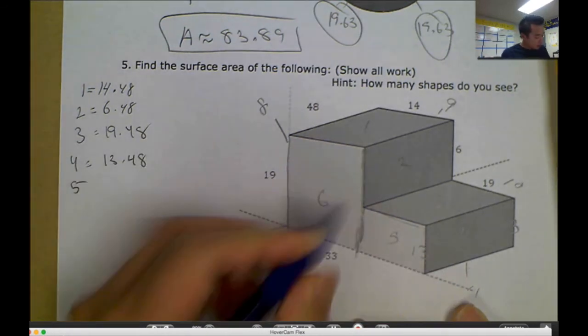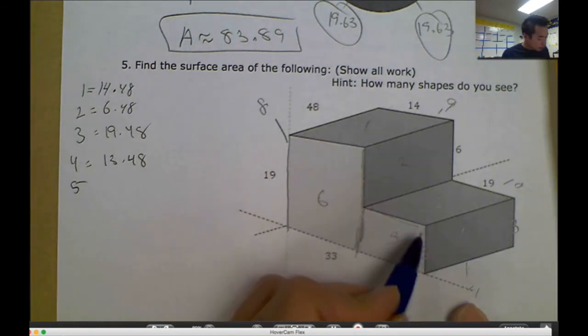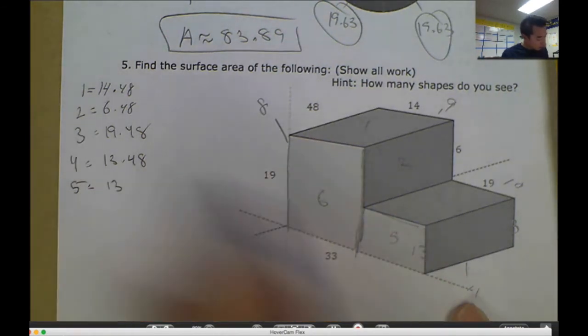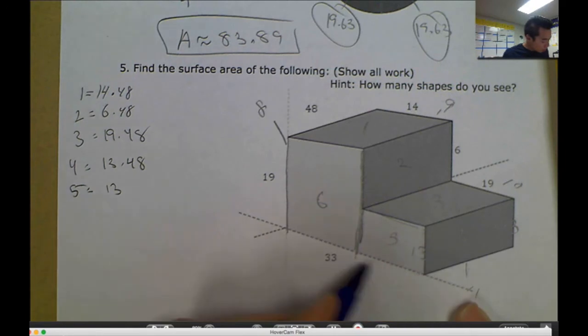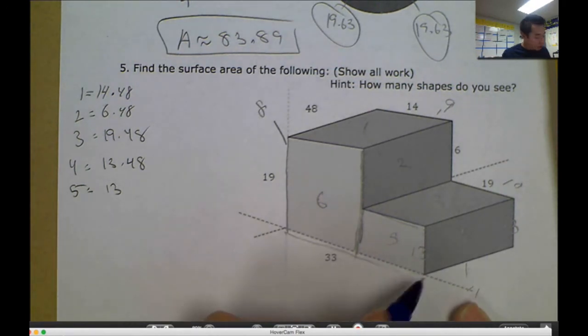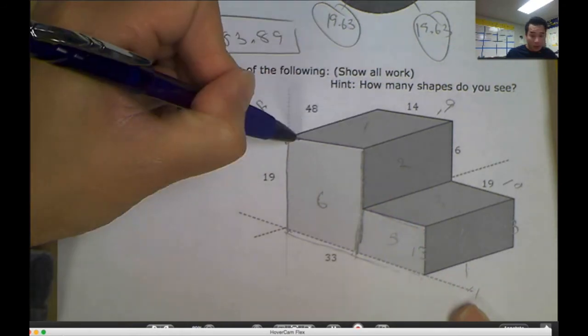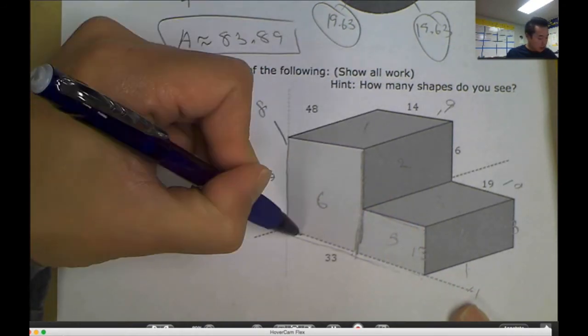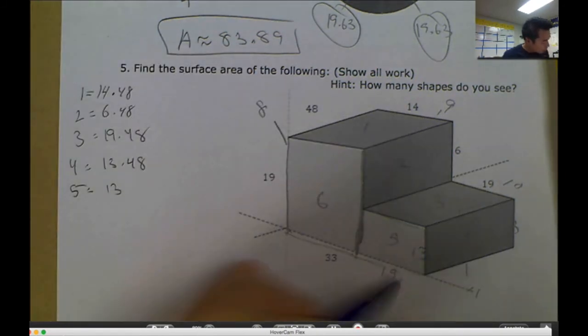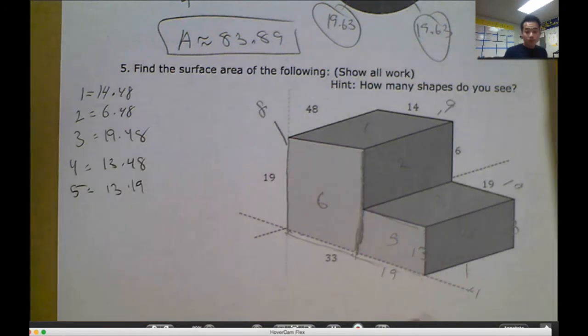Face 5, that's the one that I just broke off. Okay, that's going to be 13. And this whole thing right here is 33. So if I'm going to break this off, from here to here is 14 because it's parallel with this one. It matches this one. So in my calculator, I can just do 33 minus 14 just to double check. That's going to be 19. So that's 13 by 19.